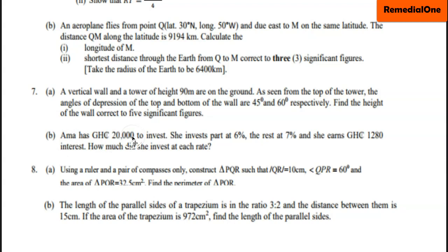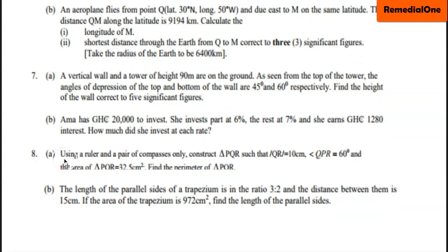B. Amma has 20,000 Ghana cedis to invest. She invests part at 6%, the rest at 7%. And she earns 1,280 Ghana cedis interest. How much did she invest at each rate?